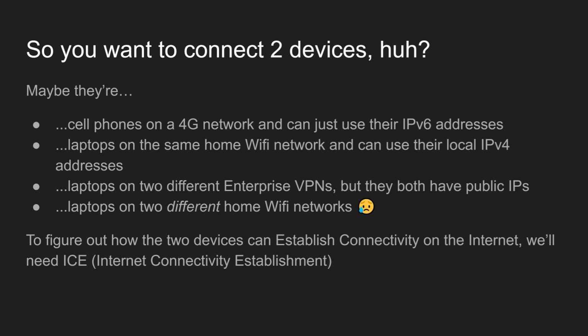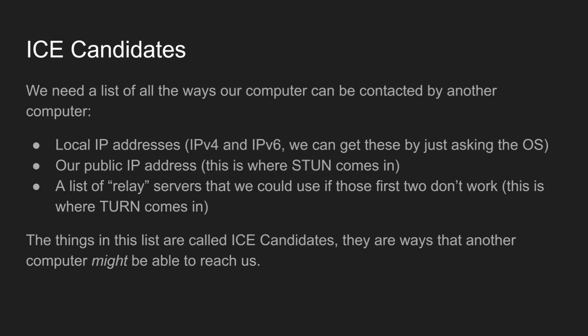There's lots of different combinations and permutations of these things. And when you want to connect two arbitrary devices, you need to figure out what's the best way to do it. So you need to figure out how to establish connectivity on the internet, and to do that, you will need ICE, or Internet Connectivity Establishment. So ICE is a process where you try and figure out how the two computers are going to connect.